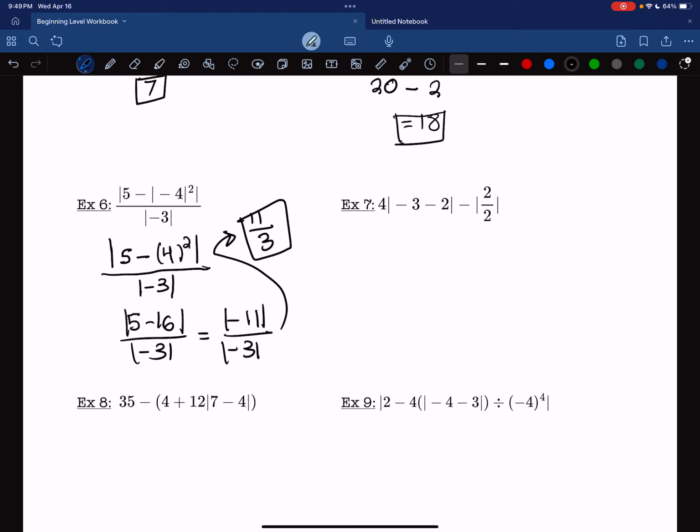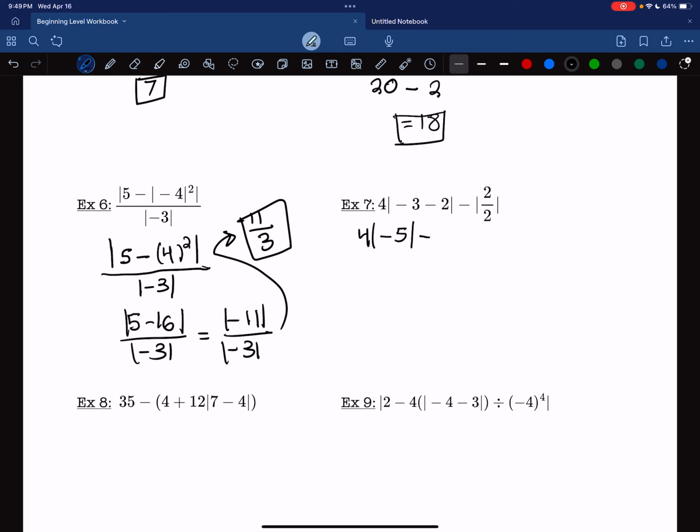Looking at example 7, we have 4 times the absolute value of negative 3 minus 2 minus the absolute value of 2 divided by 2. So I encourage you to pause the video and try this on your own. And assuming you have worked through it, let's go through it together. So we have 4 times, so let's remember we always treat absolute value like parentheses. So we're going to have to first do negative 3 minus 2. Negative 3 minus 2 is negative 5. So we have 4 times the absolute value of negative 5.